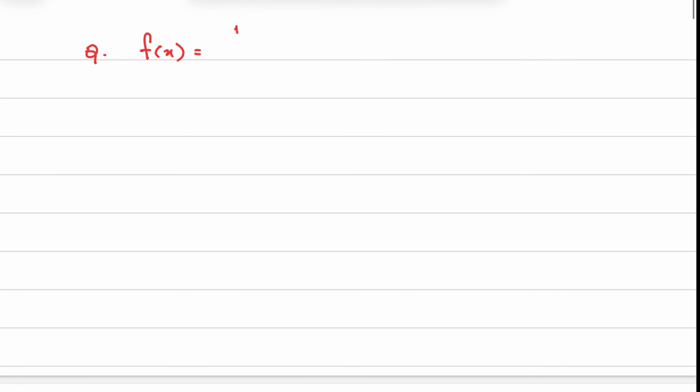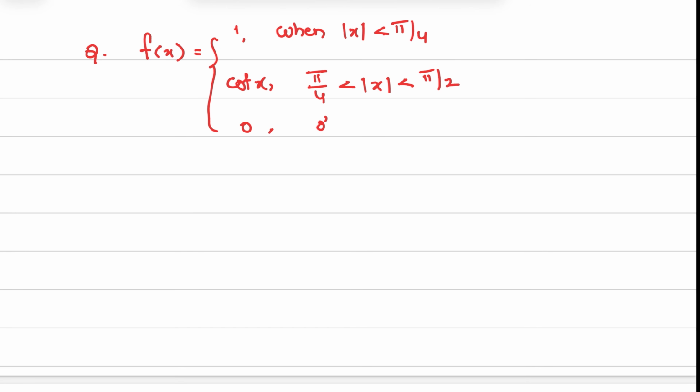It is equal to 1 when the absolute value of x is less than pi by 4. It is equal to cot x when pi by 4 is less than the absolute value of x is less than pi by 2, and it is equal to 0 otherwise. For all other values of x, it is 0.